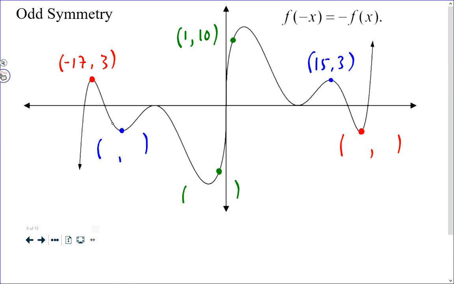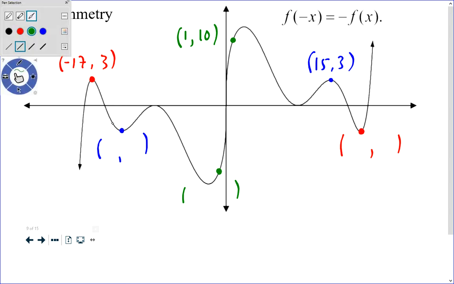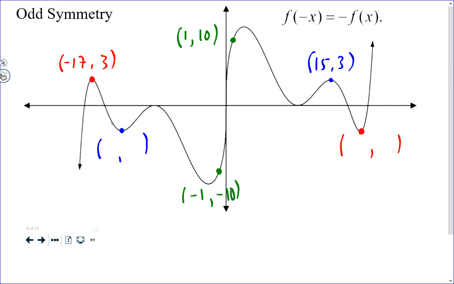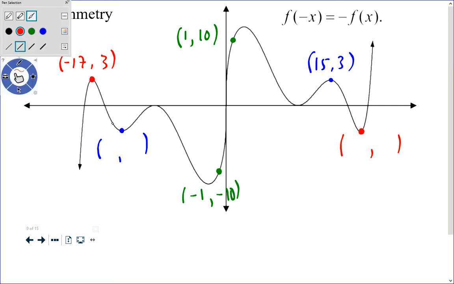If we start off with the green point at the top, if I reflect it horizontally, the x coordinate becomes -1. If I reflect it vertically, the y coordinate becomes -10. If I take the red point on the left-hand side and I reflect it horizontally, that negative 17 becomes positive 17, and the 3 becomes negative 3. If I take the blue point on the top and I reflect it horizontally, the x-coordinate becomes negative 15, and when I reflect it vertically, the y-coordinate becomes negative 3.